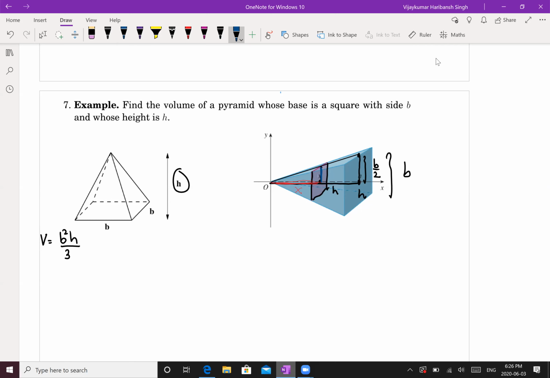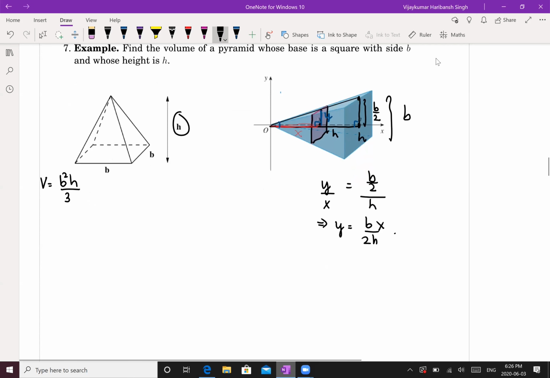So these triangles are similar. Why? Because this is 90 degrees, this is 90 degrees, and they share a common angle. That means the sides will be in proportion. So if this is y, we get y divided by x equals the height of the bigger triangle, b by 2, divided by the base of this bigger triangle, which is h. This implies y equals b by 2h times x.